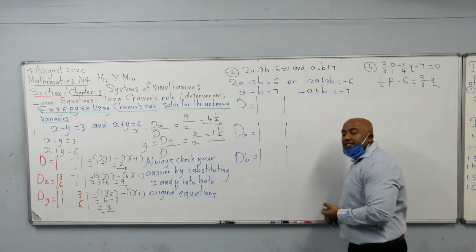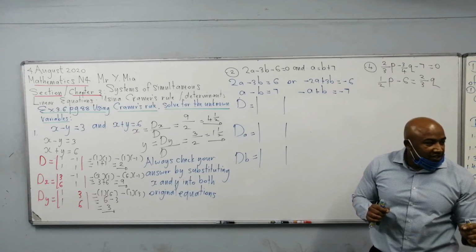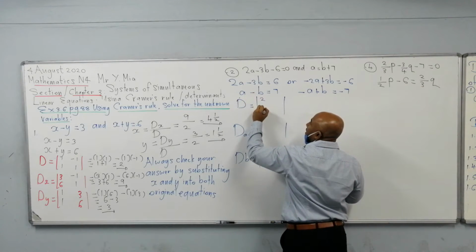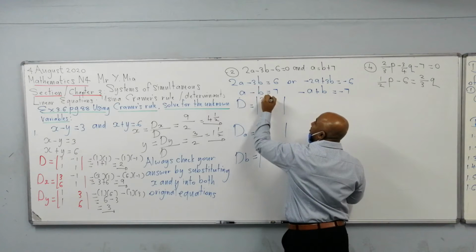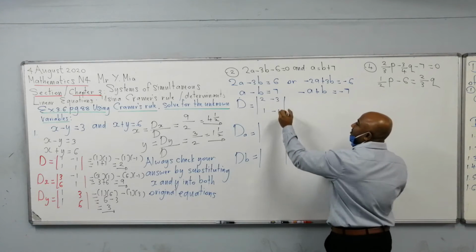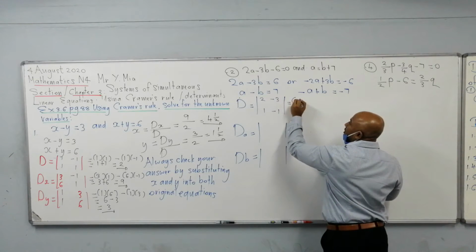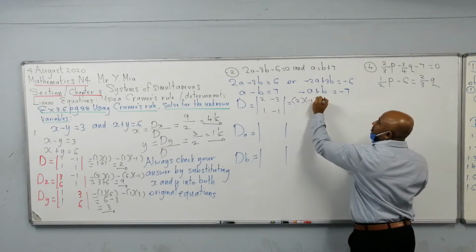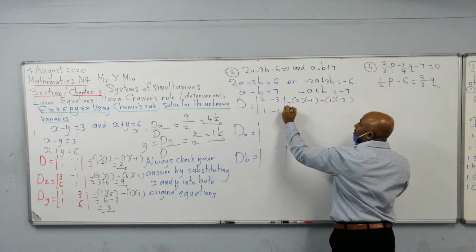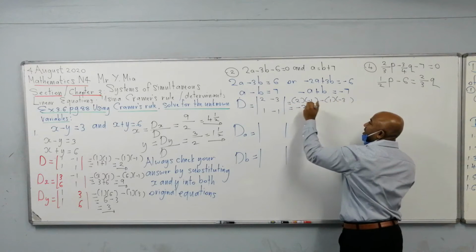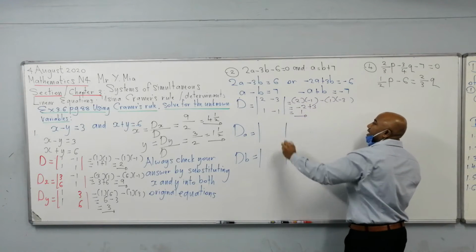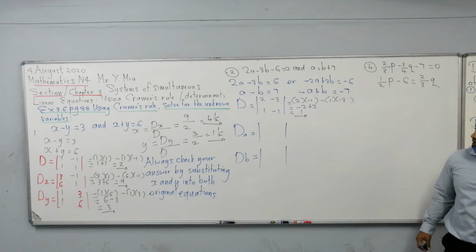So D is the determinant of the coefficients of A and B. The coefficients of A are 2 and 1, the coefficients of B are minus 3, minus 1. Now evaluate, so that's going to be 2 times minus 1 minus 1 times minus 3. So we get minus 2, negative times negative is a positive. So therefore 3 minus 2 is a positive 1 for D.